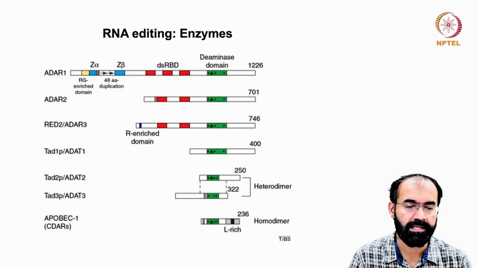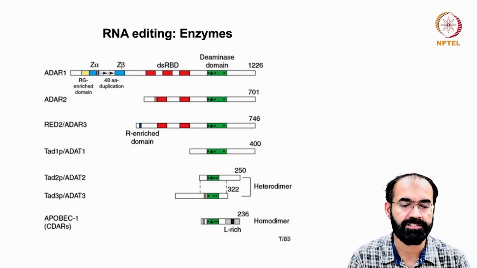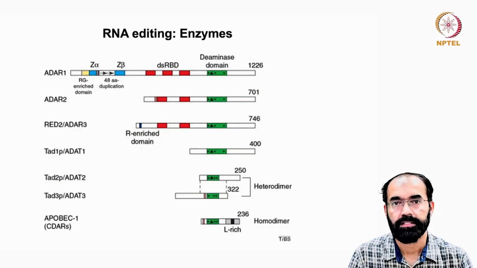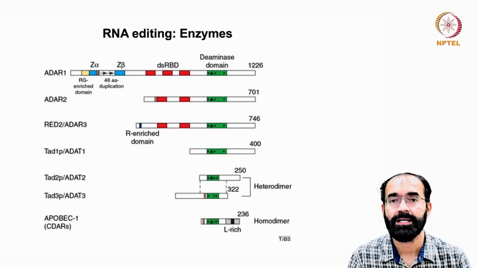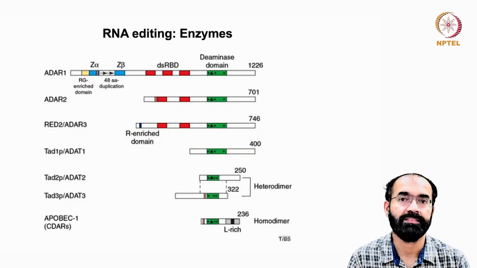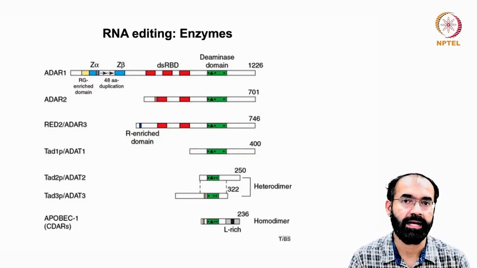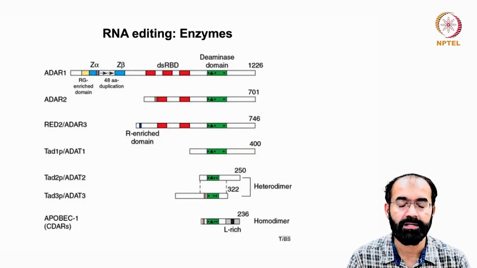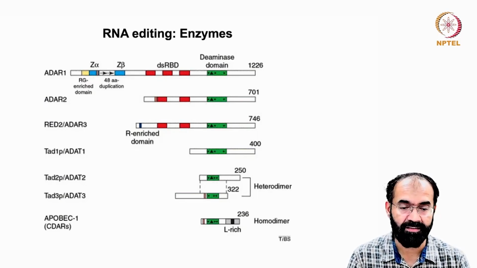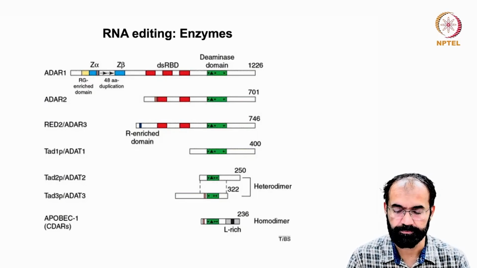Different types are there and their names are listed here. Some of them have the RNA binding domain and some of them do not, but they will take the help of other proteins to find an RNA target. That is called cooperativity of proteins. But all of them must have the deaminase domain.